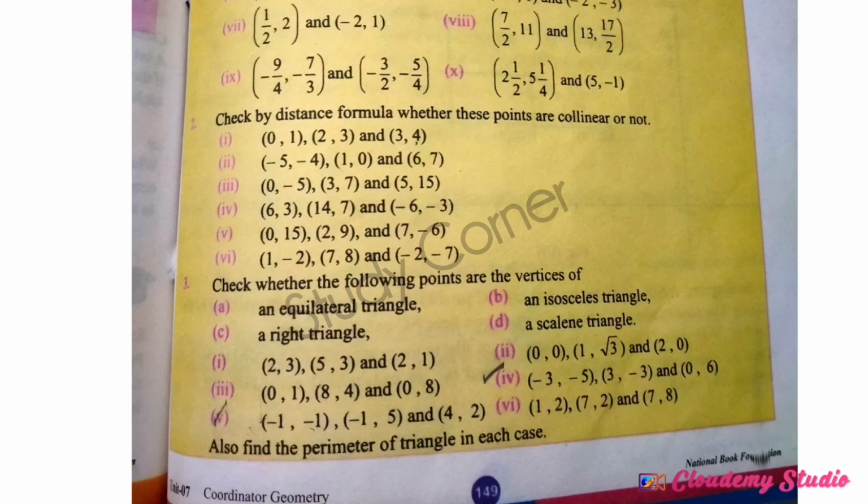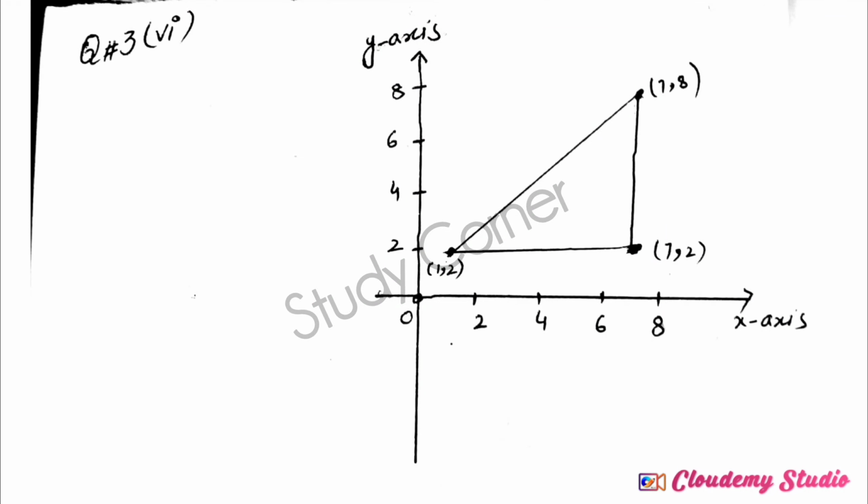So firstly we sketch these points. So this is the sketch of the given question, that is (1, 2), (7, 2) and (7, 8). We take 1 centimeter equal to 2 units on the x-axis, and again on the y-axis we also take 2 units equal to 1 centimeter.